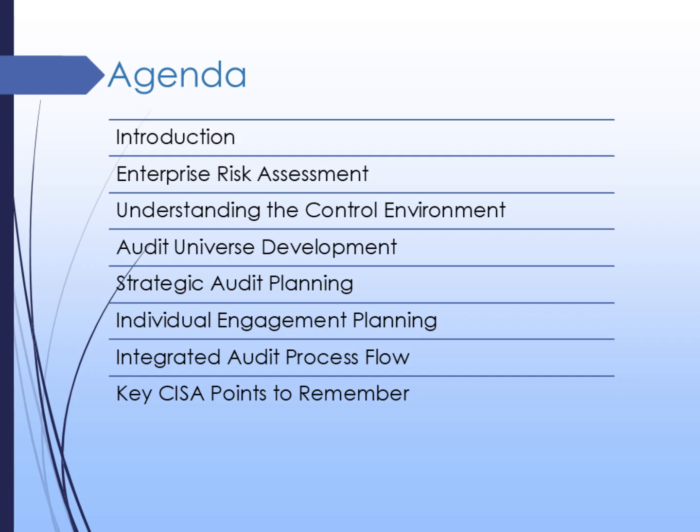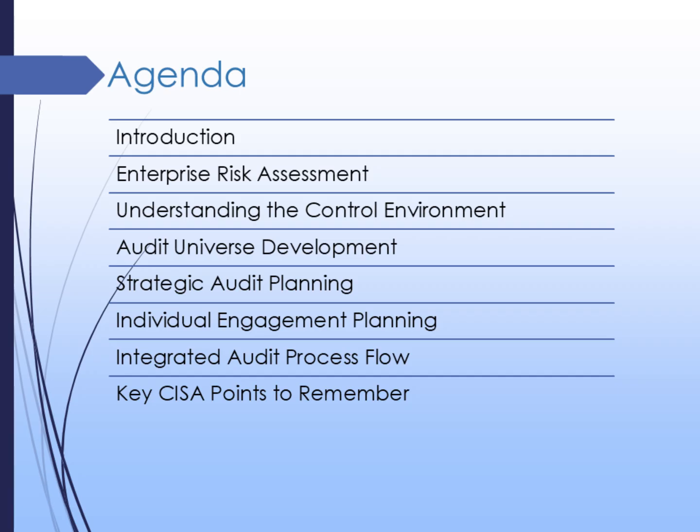Next, we examine the control environment and how auditors assess governance structures, internal controls, policies, procedures, and oversight mechanisms designed to manage organizational risk. From there, we move into audit universe development, where all auditable entities, including systems, applications, infrastructure, vendors, cloud services, and business functions, are identified and categorized. We then transition into strategic audit planning, where risk assessments and audit universe information are used to determine long-term audit priorities, audit frequency, and resource allocation.